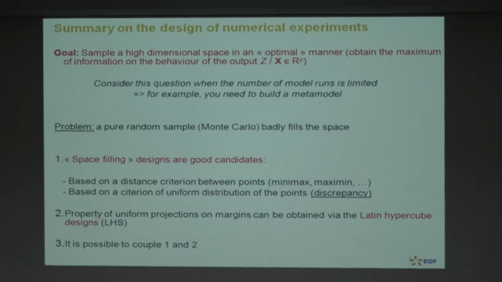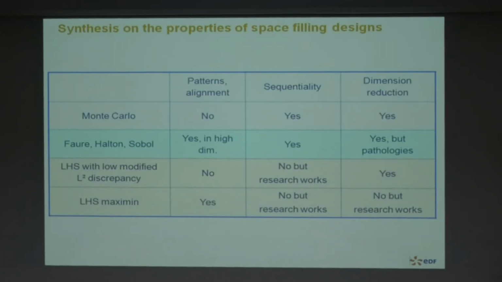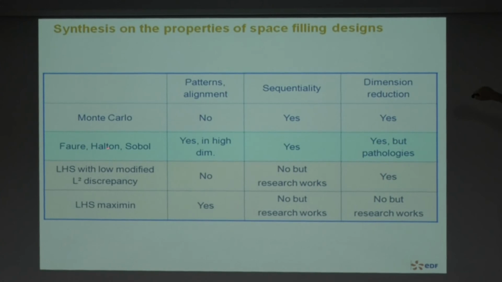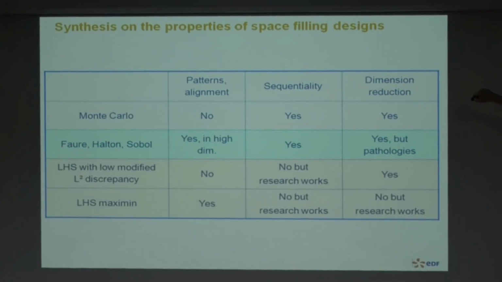This is just a summary. I prefer to finish on this. So here I propose a synthesis of the properties of what I have shown this morning. Monte Carlo, quasi-Monte Carlo with Halton and Sobol. There are many others of quasi-Monte Carlo sequences. LHS optimized with a discrepancy, and LHS optimized with the distance criterion.